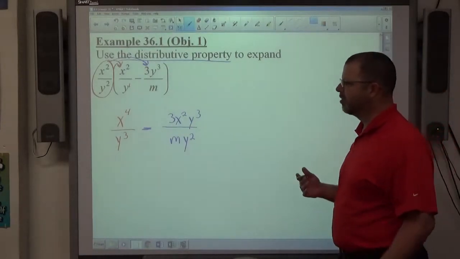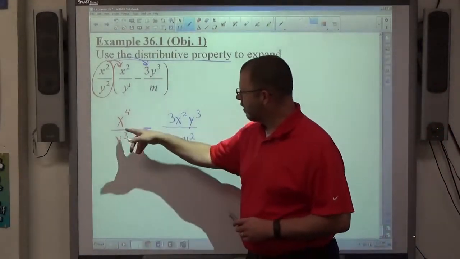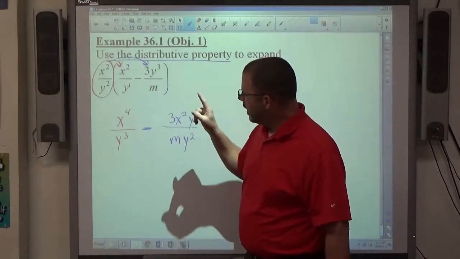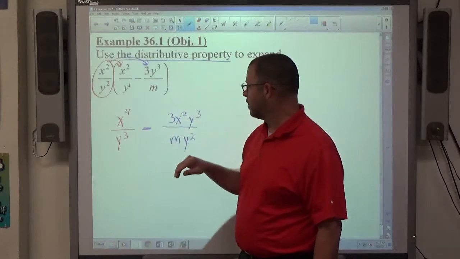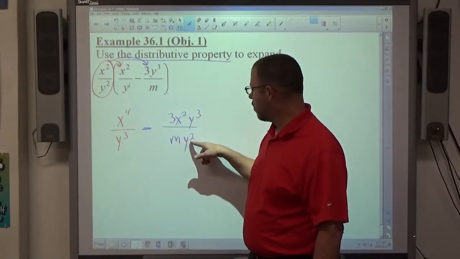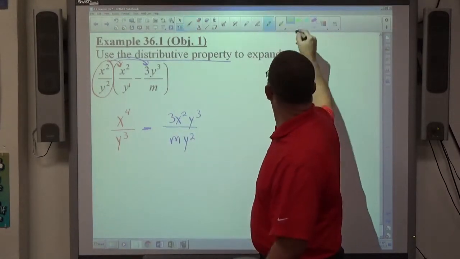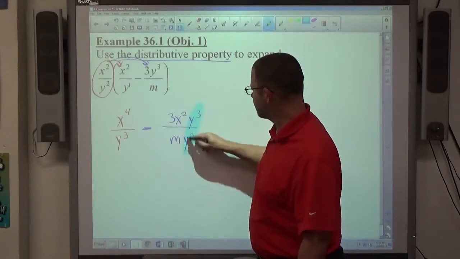The next step at that point would be to reduce fractions if possible, and what I'm looking for to see if fractions reduce, in this case the red fraction and blue fraction individually, is if the same letter occurs in top and bottom. We can see x and y are different, so that one's done. X, y, m, y. Okay, so now we've got a couple of y's here that are the same.